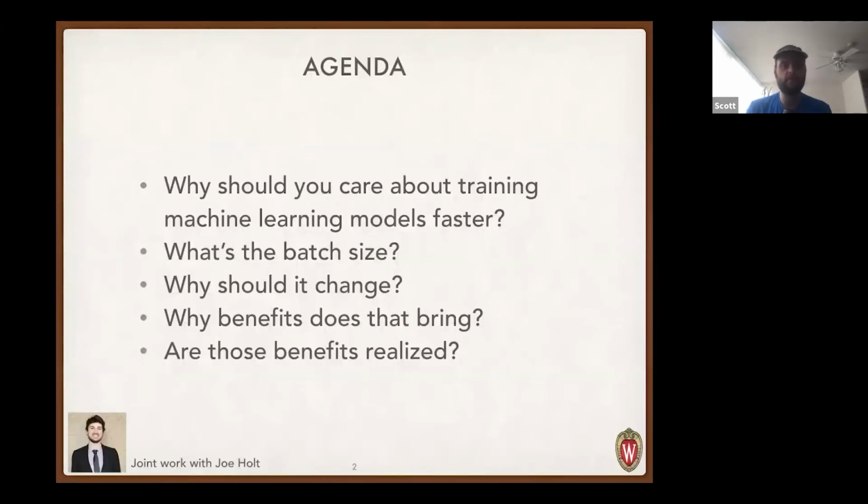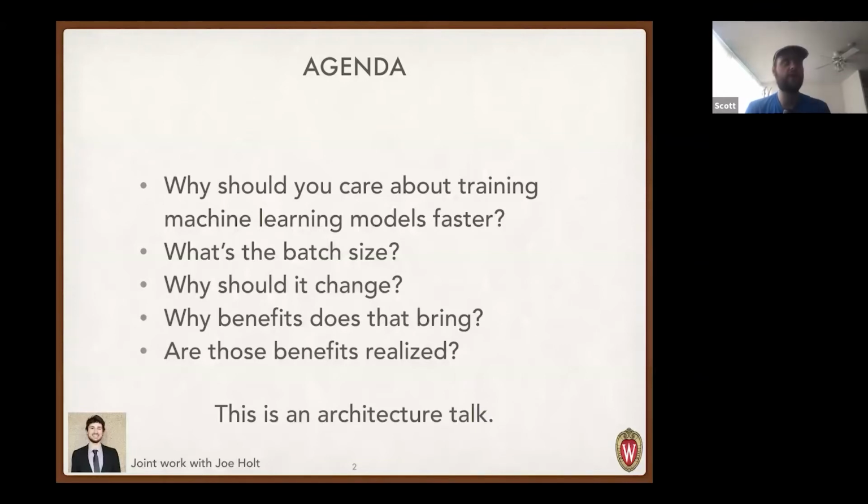So today I'm going to talk about 5 things. First, I'll mention problems with machine learning and why you should care about training machine learning models faster. Then I'm going to explain internal details, which at first might not seem important, but it turns out they can have important user-facing benefits with the right distributed system. I'll explain exactly what I mean by that. And then I'll show some software I wrote that realizes those benefits. This is joint work with Joe Holtz. He wrote most of the software that you'll see.